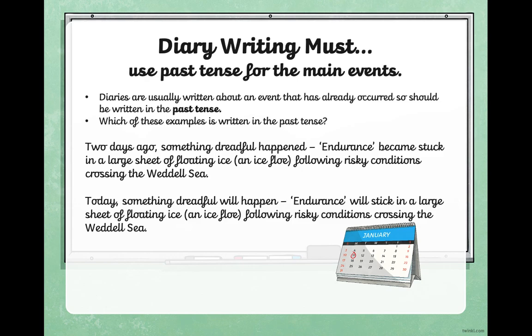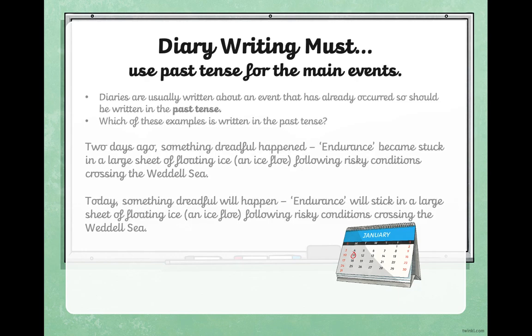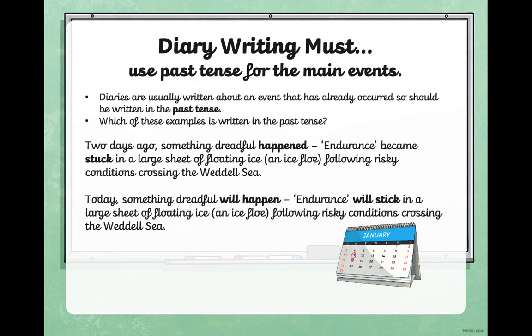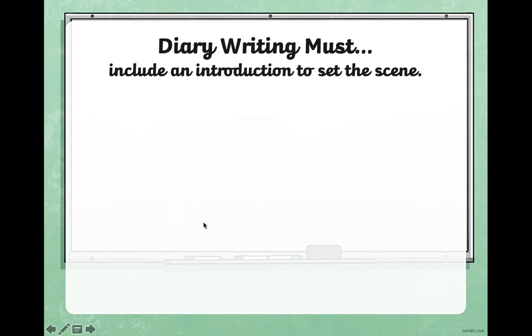So past tense are things that have already happened. So that alone should tell you which one of these is the past tense. You can see we've got the words that tell you. So happened, past tense, ed, stuck rather than will stick. So that's the future, will happen. So this one here is the past tense. And this one down here is happening in the future.